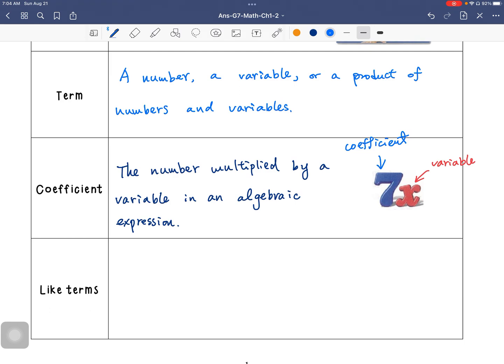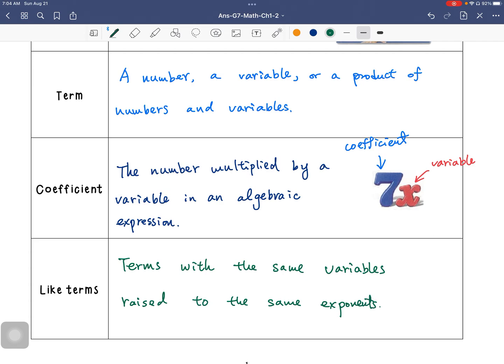So what are like terms? Like terms are terms with the same variables raised to the same exponents. Those are the like terms.